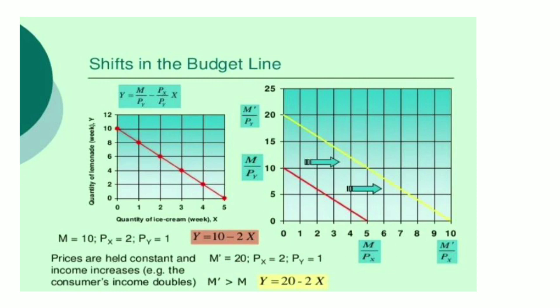So shifts in the budget line. M stands for 10, Px is equal to 2, and Py is equal to 1. And y is equal to 10 minus 2x. Prices are held constant and income increases. So the consumer's income doubles.